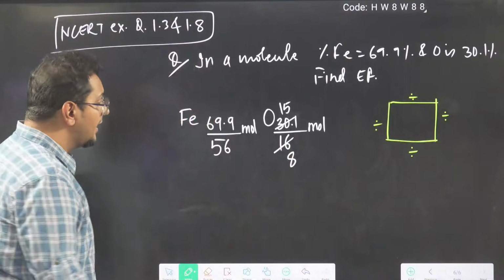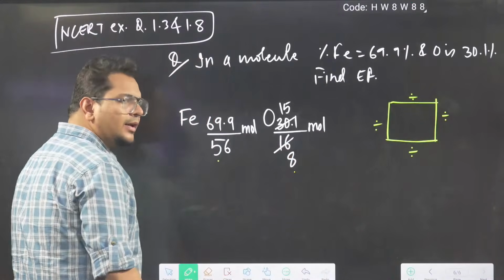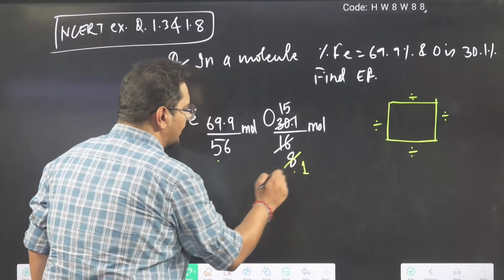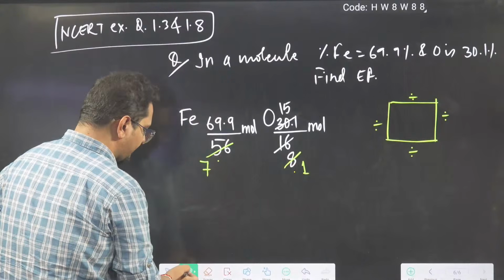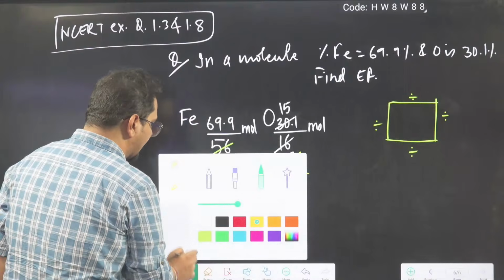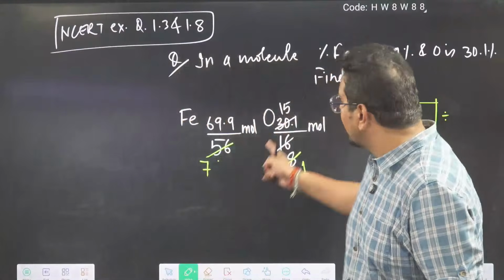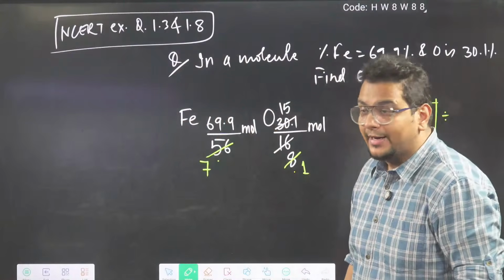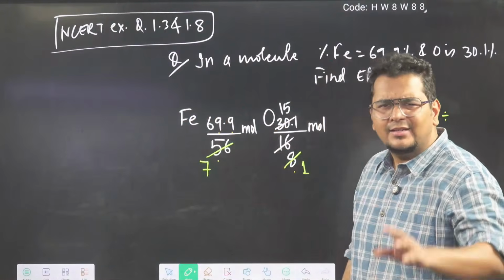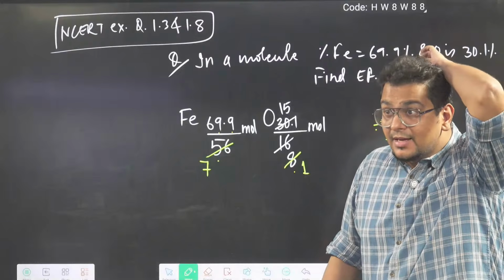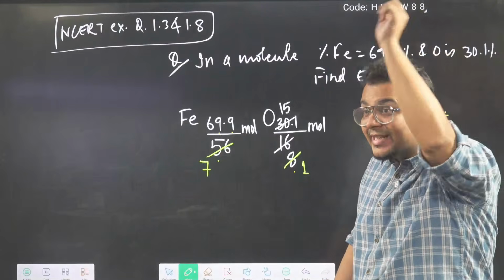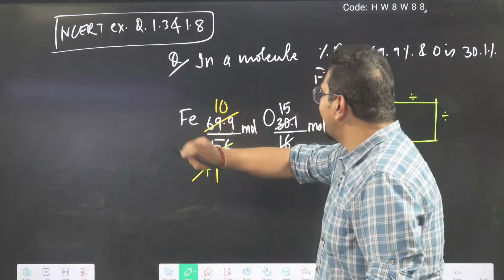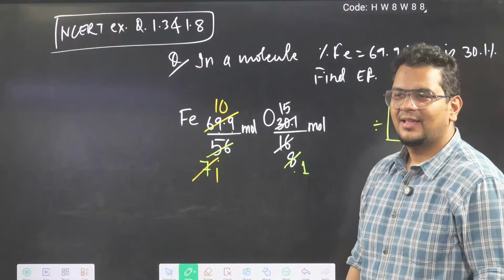See now, 8 and 7. Everyone understands, sir, 8 7s are 56. So 8 1s are 8, 8 7s are 56. Are you getting the advantage? Now after dividing this, I understood 8 and 56 are divisible. Now I understand that 69.9 is roughly 70. 70 by 7 will be 10. Are you getting?